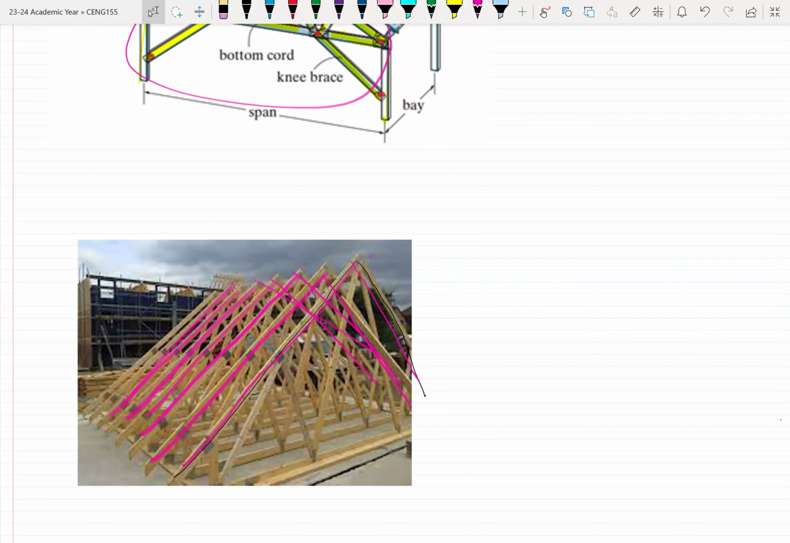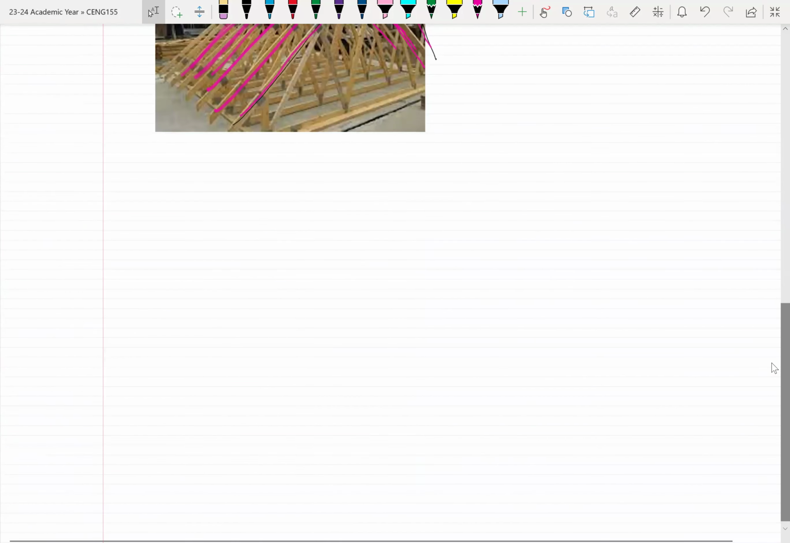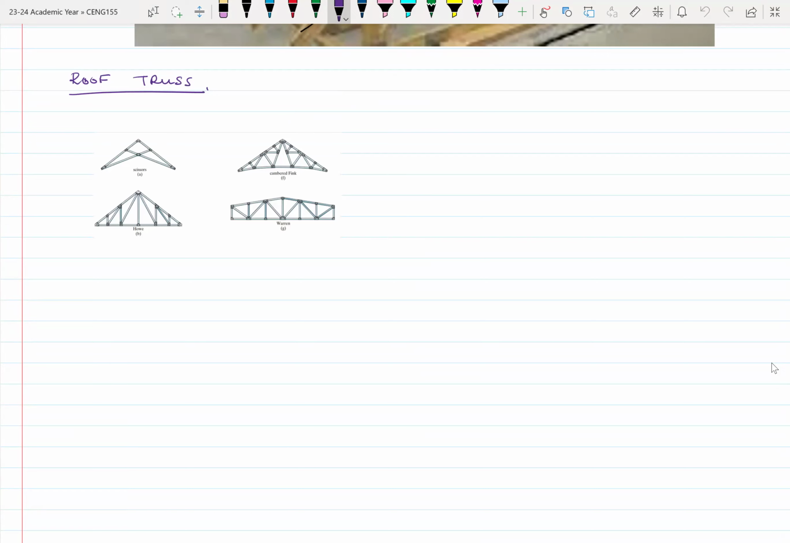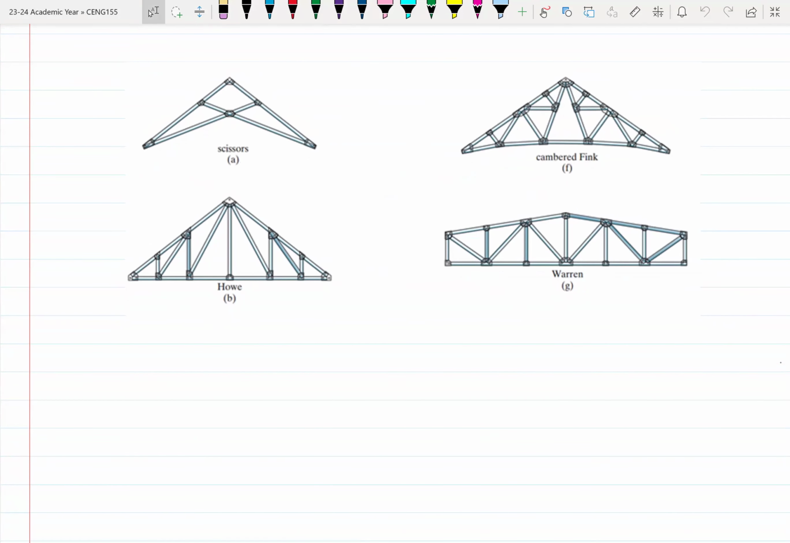The key thing about pin jointed members is that the members themselves cannot transmit moments. Okay, which I will explain a bit more. All right. So we have different types of configurations of the truss system. So for example, if you're looking at the roof truss, the ones used for roofs, an example could be this setup right here. So we have what we call the Howe, the Cambered Fink, the Howe, and also we have the Warren.